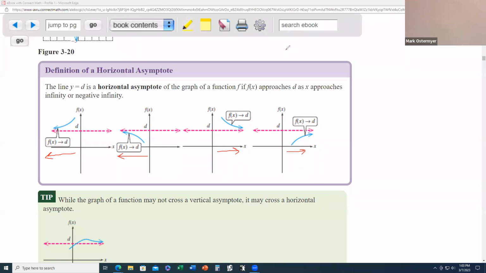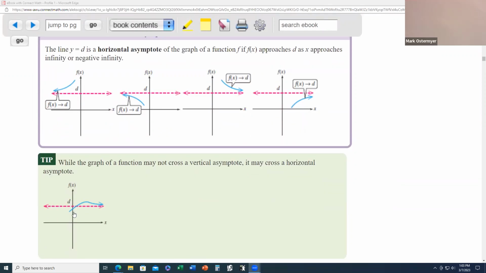Now, can a rational function's graph cross or touch a horizontal asymptote? Well, unlike a vertical asymptote, the answer is yes. A graph of a rational function can cross or touch a horizontal asymptote. Here's an example right here where the graph actually crosses the horizontal asymptote.